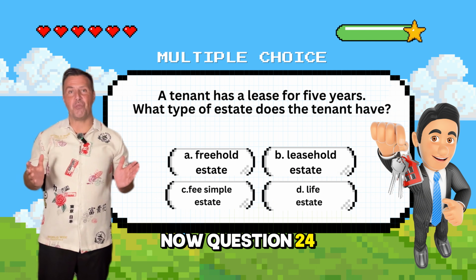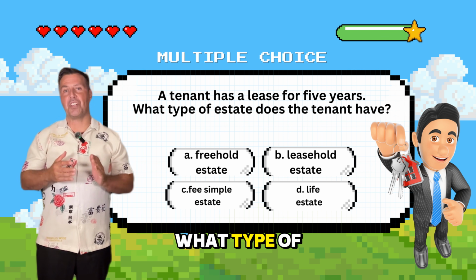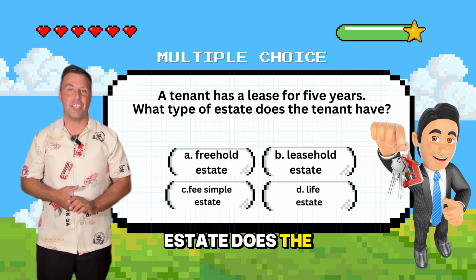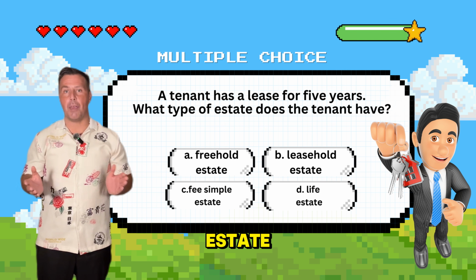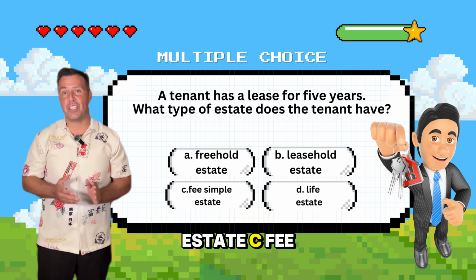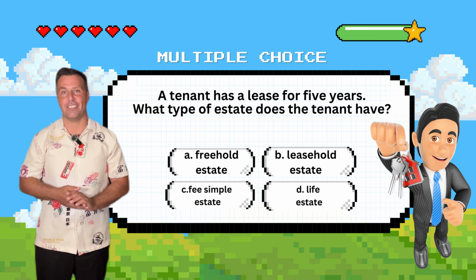Now, question 24. A tenant has a lease for 5 years. What type of estate does the tenant have? A. A freehold estate, B. A leasehold estate, C. Fee simple estate, or D. A life estate.